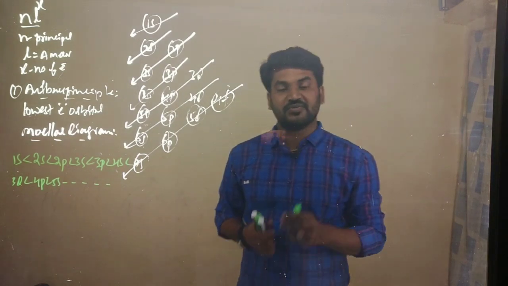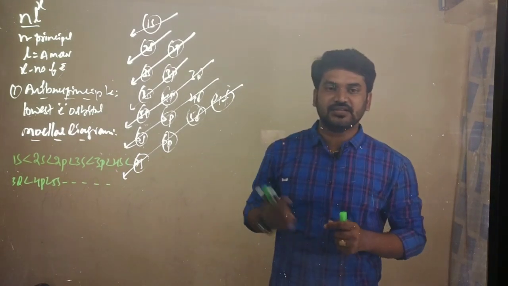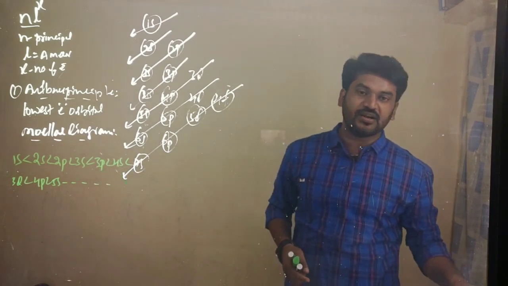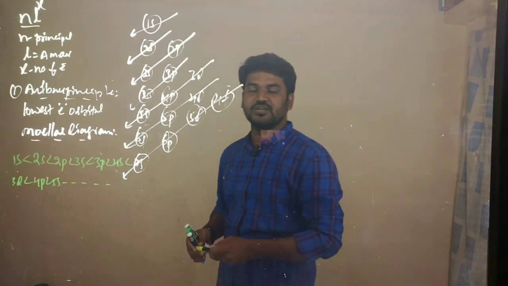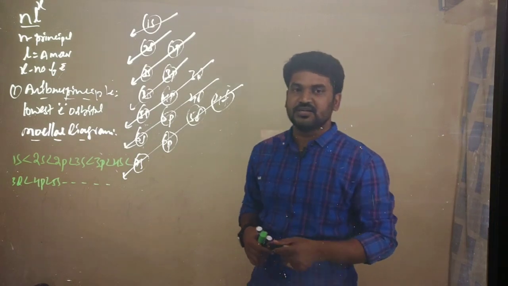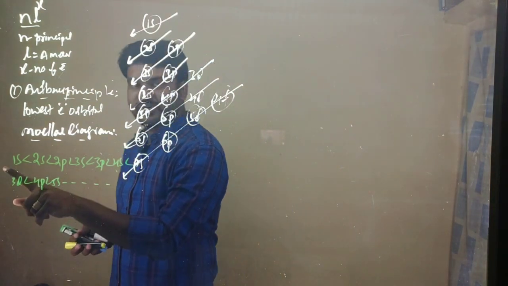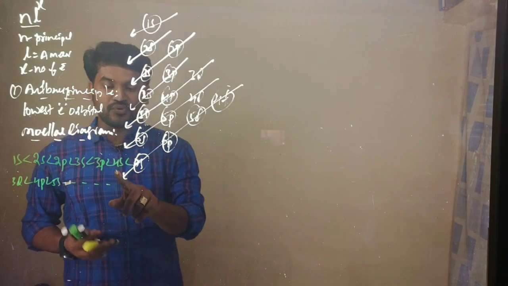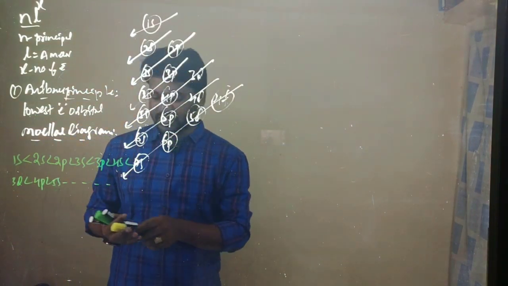That is the arrangement from lower energy to higher energy. The orbitals are arranged like this. In this manner only we need to fill the orbitals, right? So first 1s should be filled, then 2s, then 2p, 3s, 3p, 4s, 3d. Then you will get a doubt here.